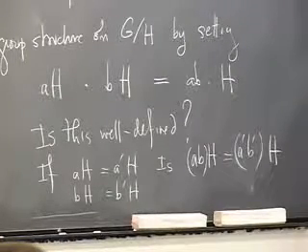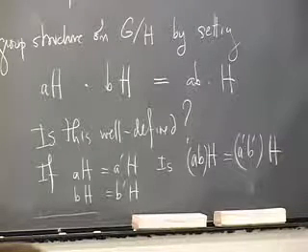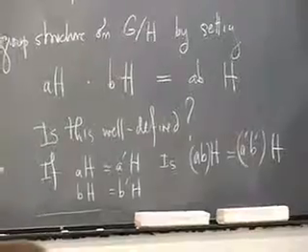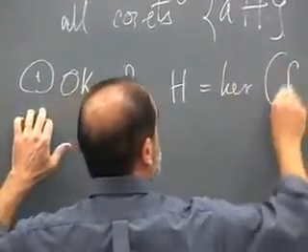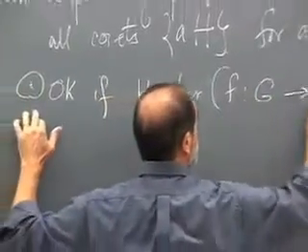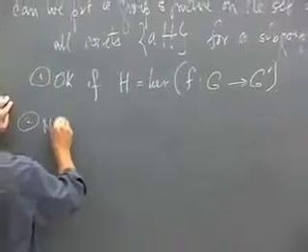So the answer to this first question is: 1, okay, if H is equal to the kernel of a homomorphism from G to G prime. There we are. 2, not in general.